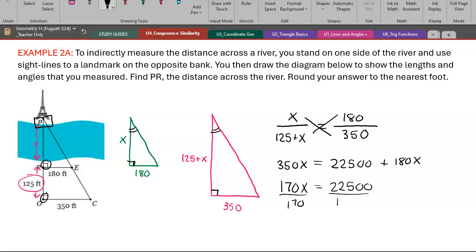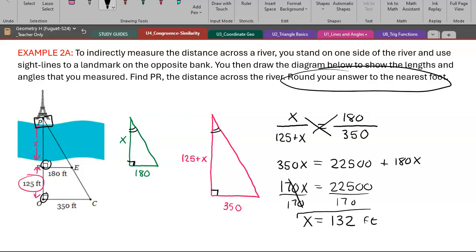Okay, we're almost done the problem here. We're going to divide by 170. So 22,500 divided by 170 gives me the value. Now this time I'm going to get a weird decimal. I got 132.2. We want to round our answer to the nearest foot. So we're going to go ahead and just say that the distance across the river is 132.